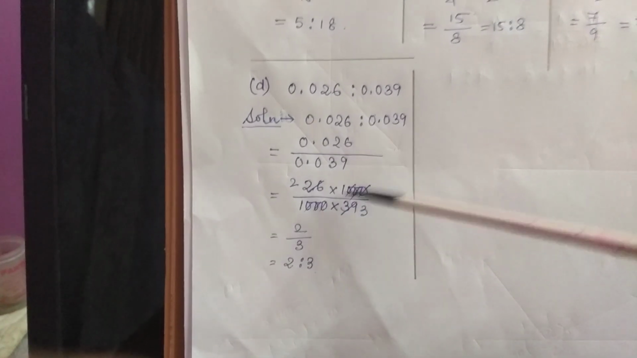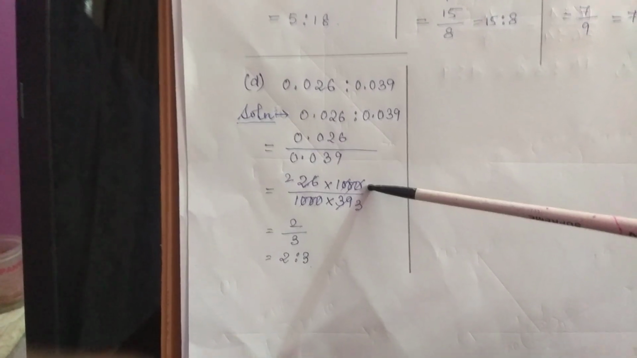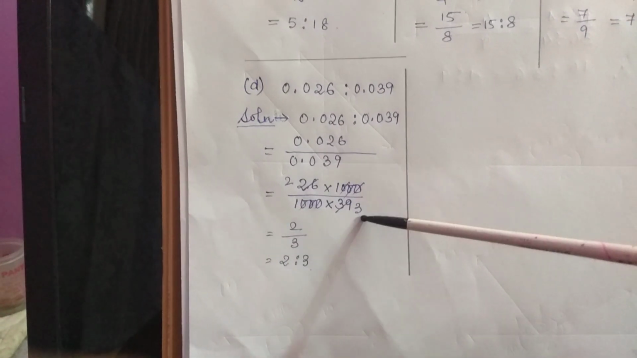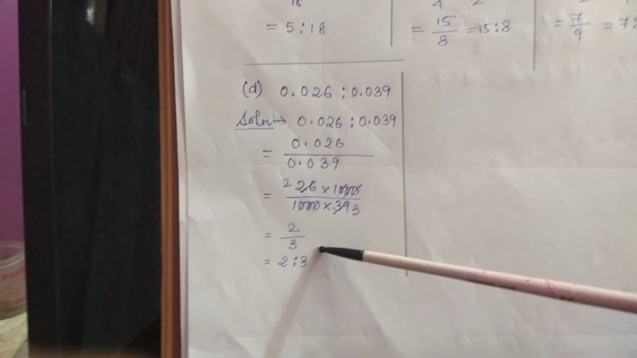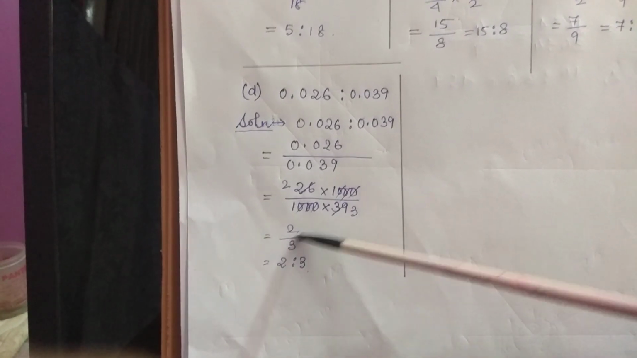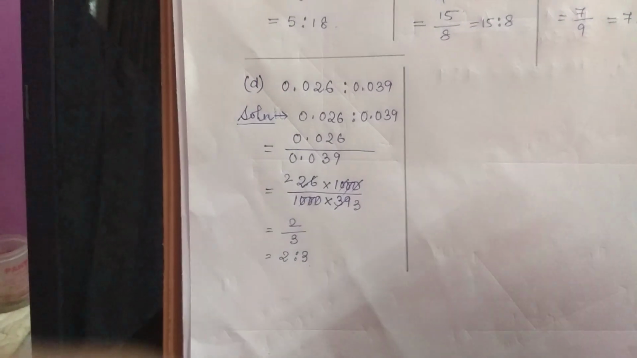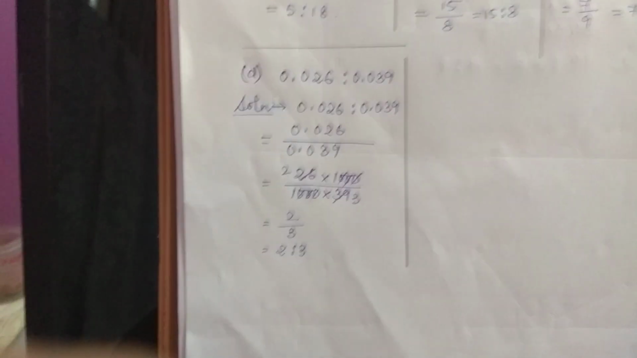Now both the 1000 get cancelled. Okay. And 26 and 39 get cancelled with 13. We have got the result as 2 by 3. So our ratio has reduced to 2 is to 3.